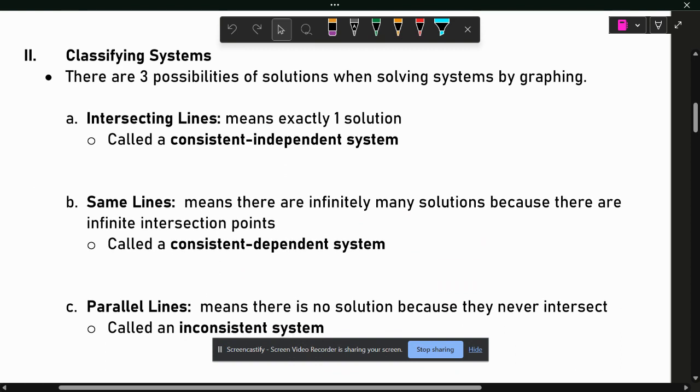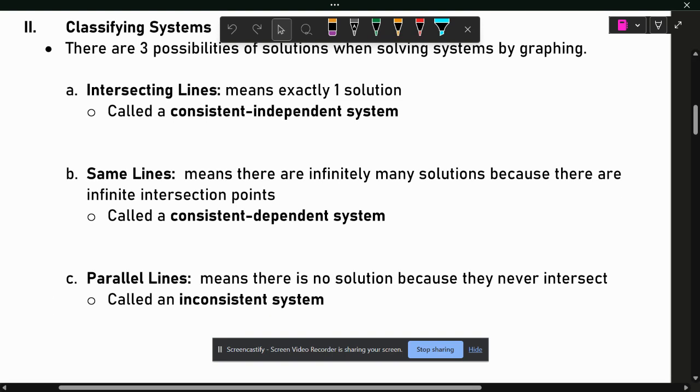With classifying systems, there are three possibilities of solutions when solving by graphing. First one is intersecting lines. That's what we call consistent independent. The second one is they are the same line. That means we drew the same line over top of each other twice. That means there's infinitely many solutions. It's called consistent dependent. And then there are parallel lines. That's when they will never intersect, so there's no solution. It is called inconsistent.